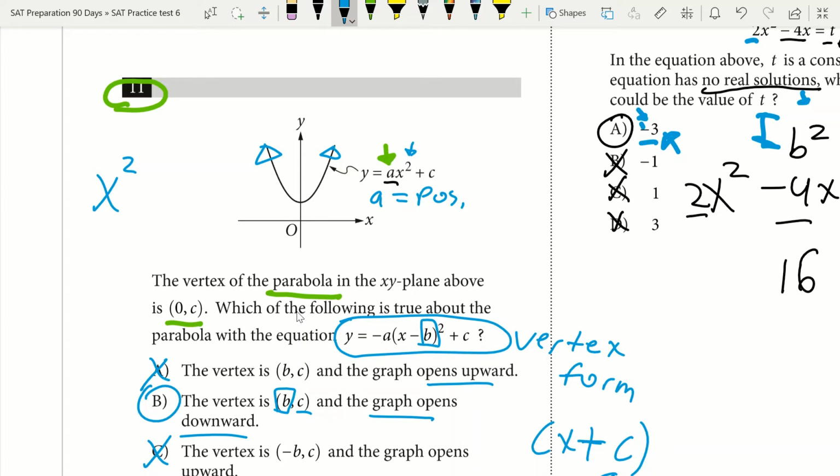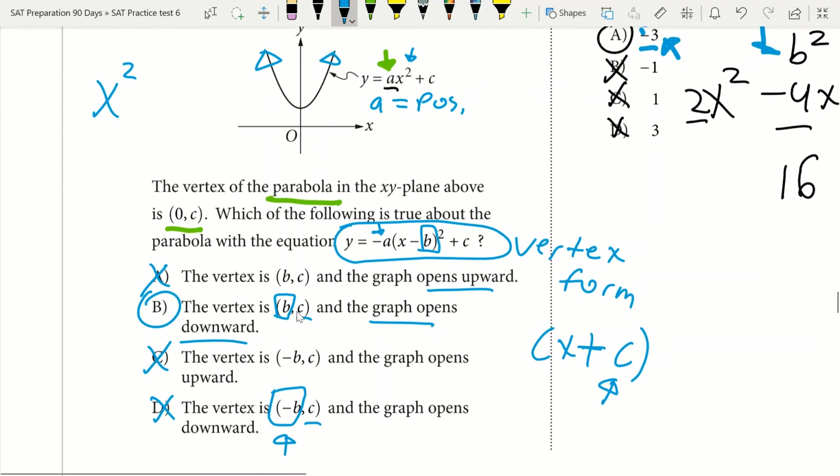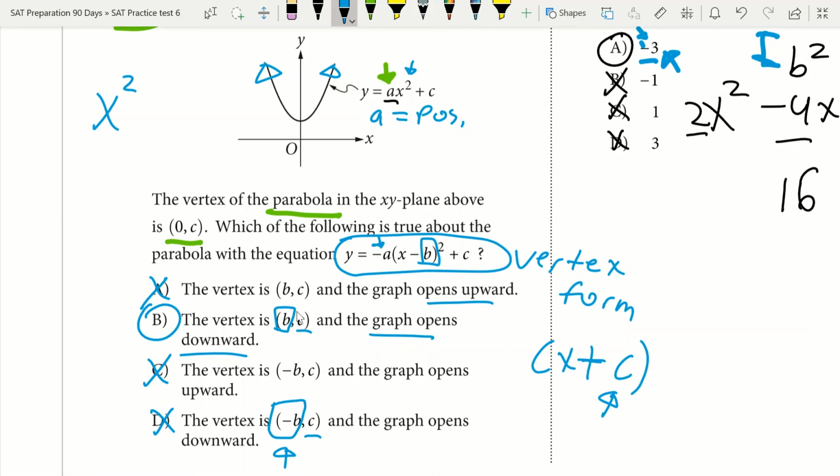If you look at this graph, you can determine a is positive. Thus, when you have that negative a, you know it has to open downward. That gets rid of A, and it gets rid of C because they say open upward. Now you're just between B and D. You already know that c is the same in each of them, so you just have to pay attention to this b. Then you want to pay attention to the context clue that it's already given to you in vertex form.